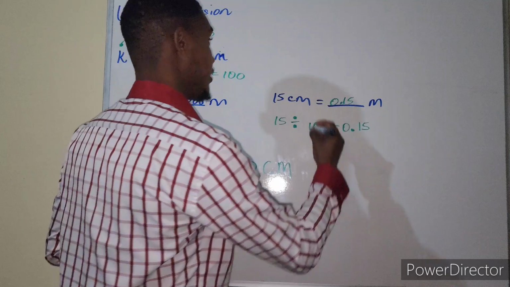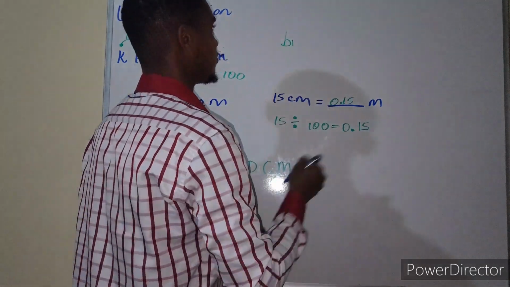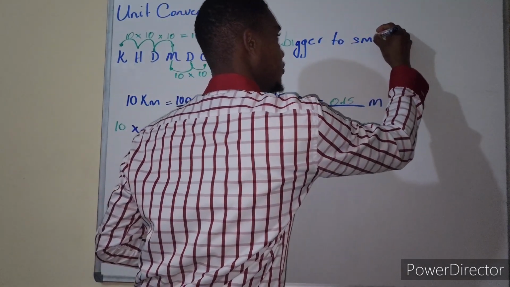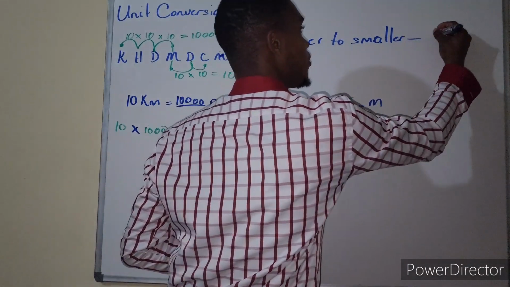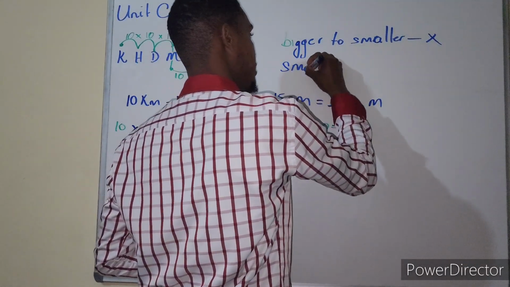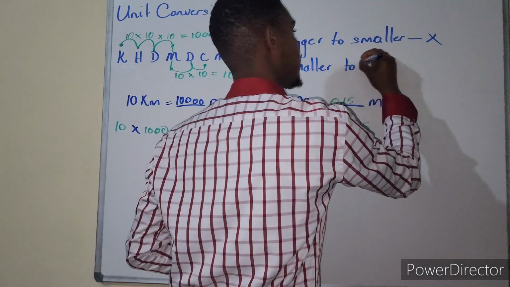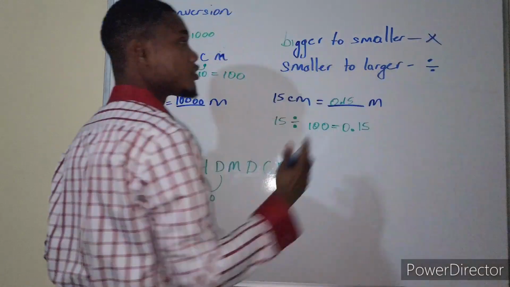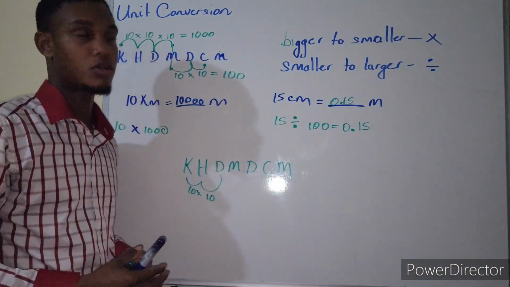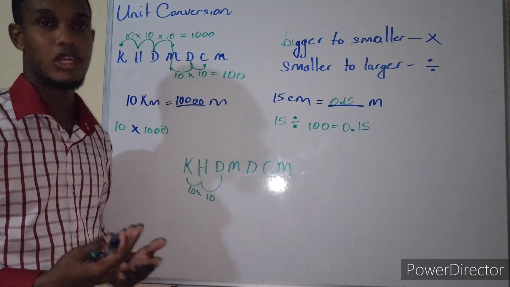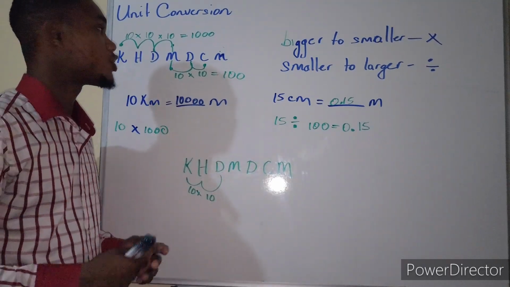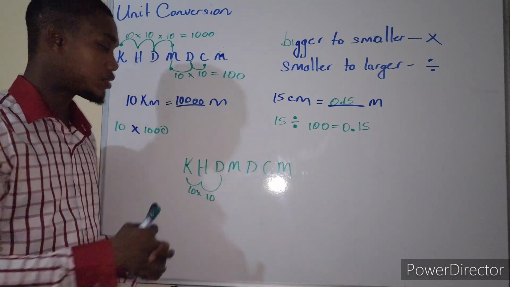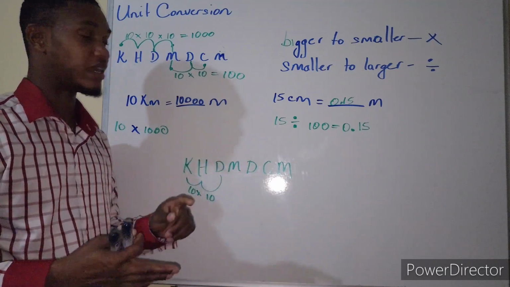So remember, bigger to smaller, you multiply, and small to large, you divide. So as long as you are able to remember those steps, you should be able to convert between the metric units with ease, and no challenge will be there. So just remember, create your table first, use your unit, making jumps, multiply them, and get your answer.